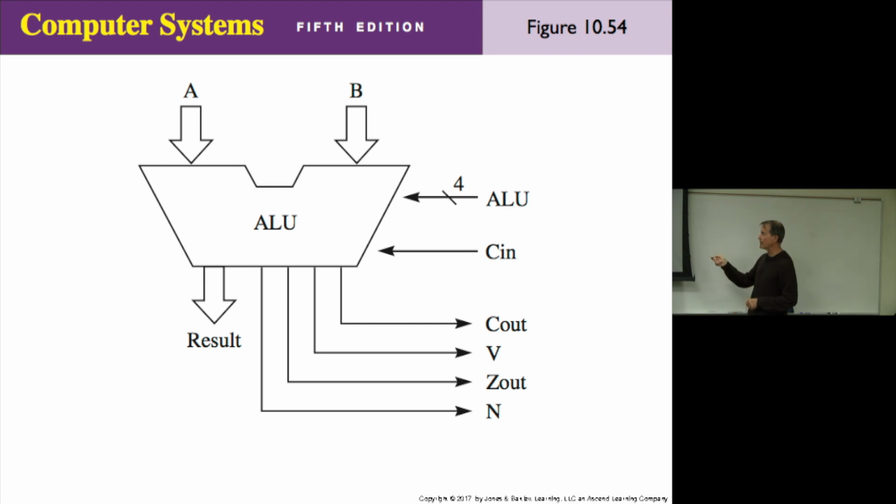We see that how many data bits for A? 8. And how many data bits for B? Obviously 8. And how many bits for the result? 8. So those fat pipes represent 8 lines. Then we have the 4 lines coming in from the right that specify the function that the ALU is to perform. And we have a carry in that goes into the ALU. And then the 4 outputs besides the result are the N, Z out, V, and C out. Okay?